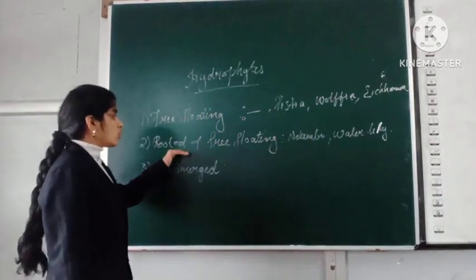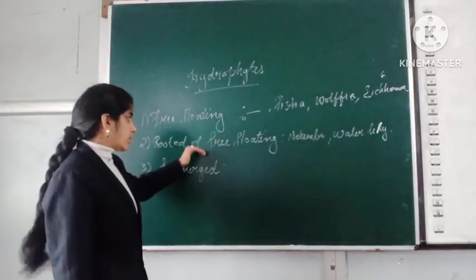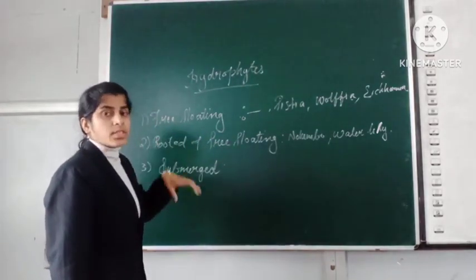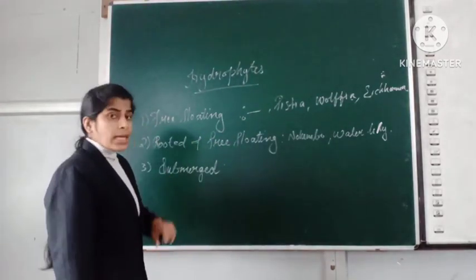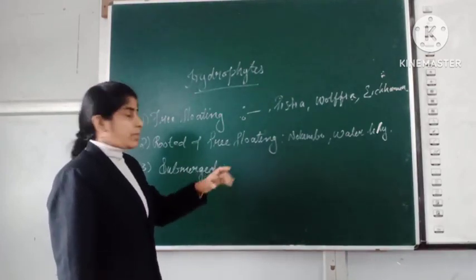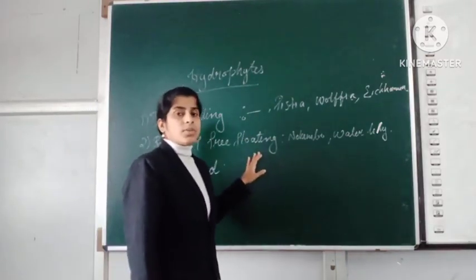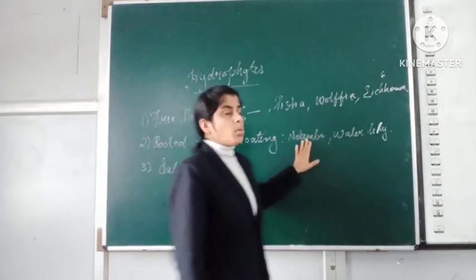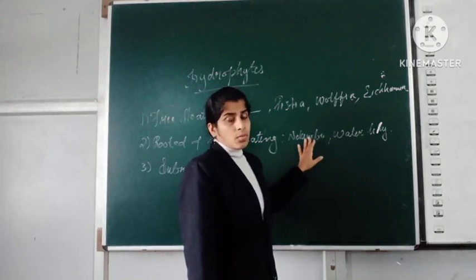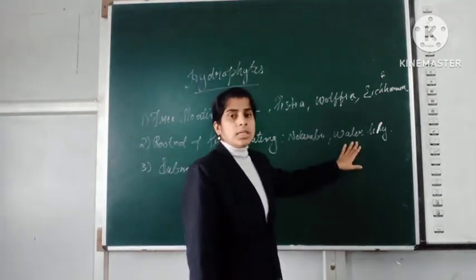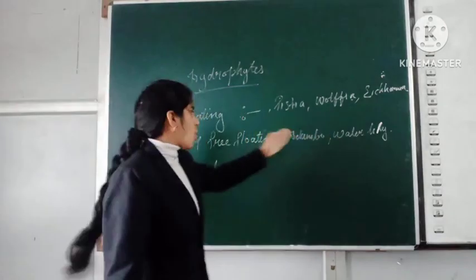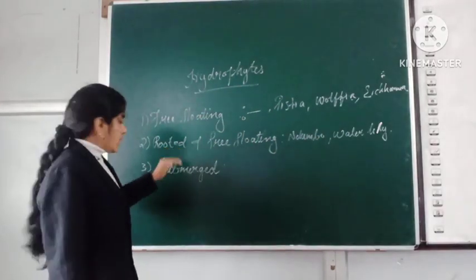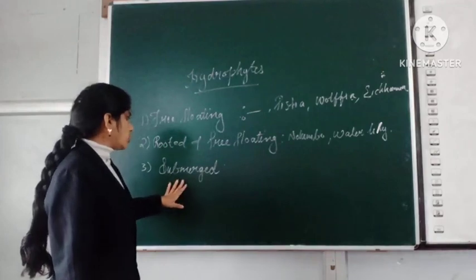So, rooted and free floating plants: these plants' roots are fixed in the soil substratum, but they have a long petiole. Through this petiole, the leaves come above the water surface and float. The examples are Nilambo, that is a lotus, and water lily, Jane water lily. Is it clear? Now we are going to discuss the submerged plants.